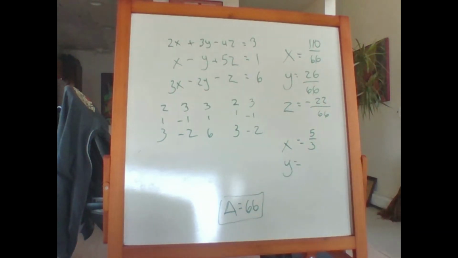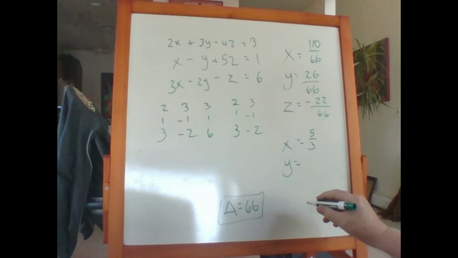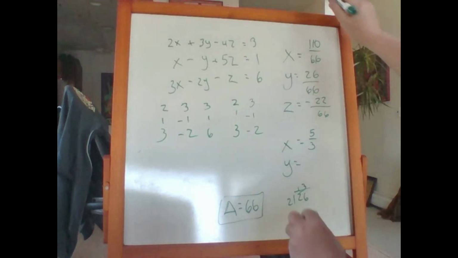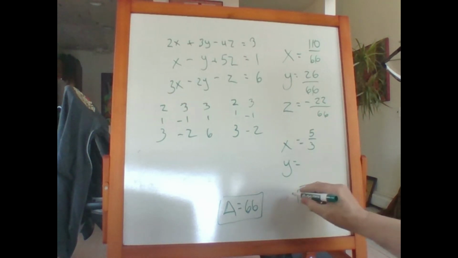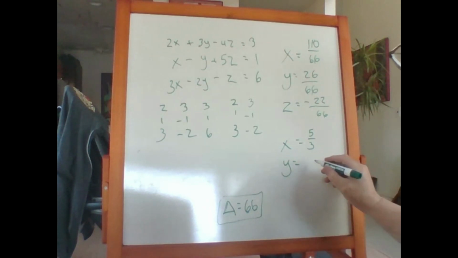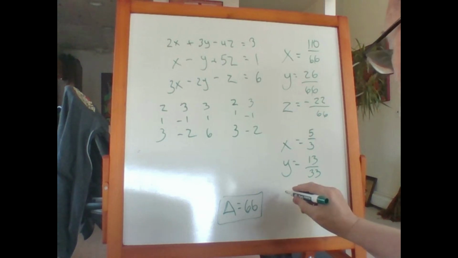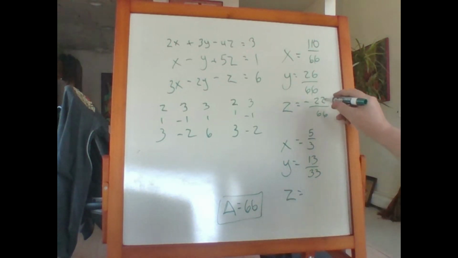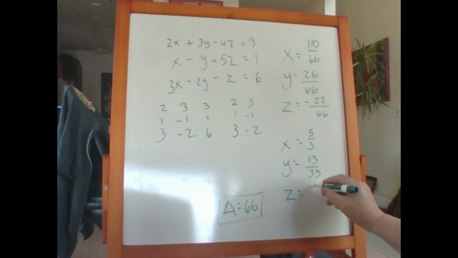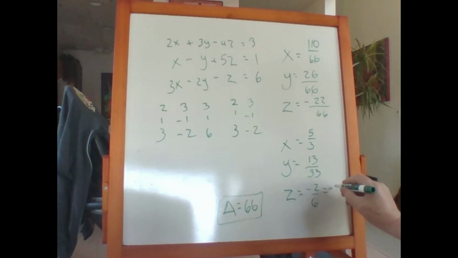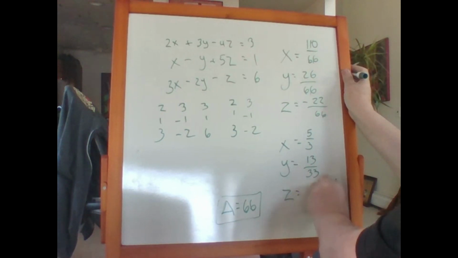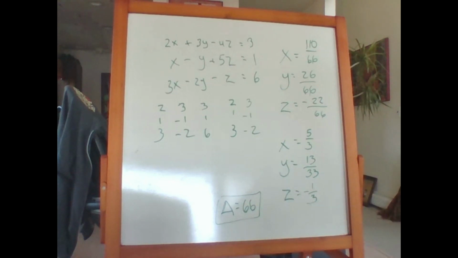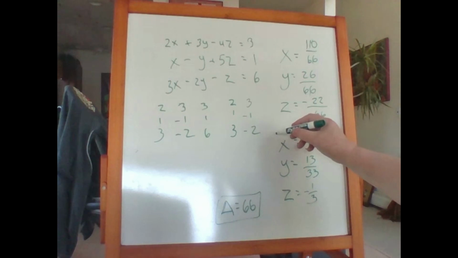Y? Okay, 26 over 66. I think we can only divide by 2 there. 26 over 2, that's 13. It leaves a prime number. So 2 into 66 is 33. So we got 13 33rds. And that's the smallest we can go because 13 is a prime number. And Z, again, we got a factor of 11 that goes into that. So we've got negative 2 over 6. That's equal to negative 1/3. So Z is negative 1/3. So we have 5/3, 13 33rds, and negative 1/3. And those are our answers.